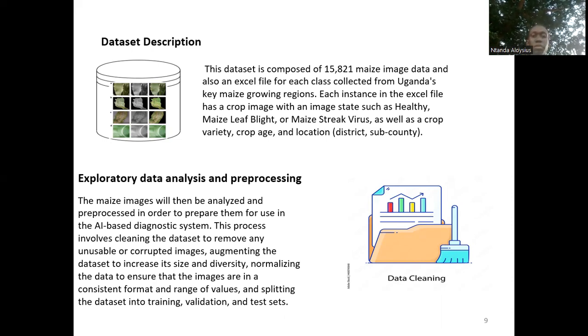We shall then normalize the data to ensure that images are in a constant format and range of values. Then splitting the dataset into training, validation, and testing. The training set will be used to train the model. Validation is to tune the model while it is being trained, and the test set is to enable us to determine whether the model has learned or not.